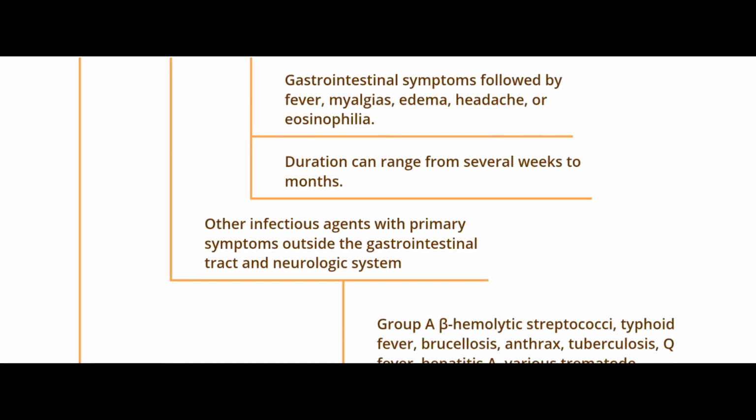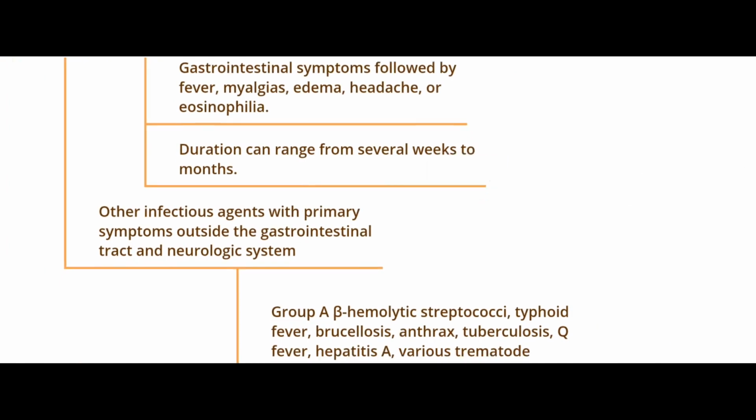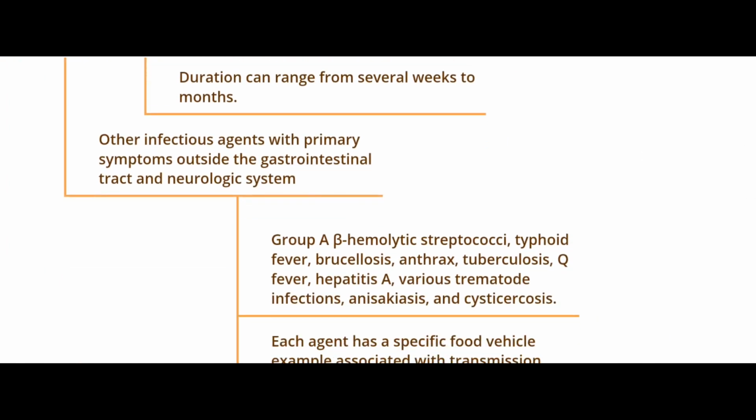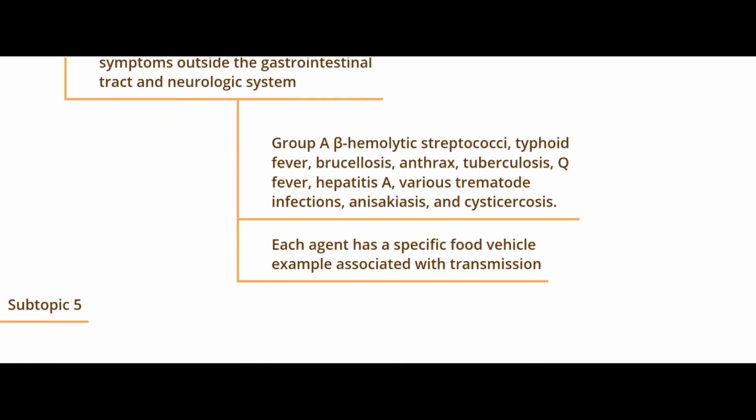So other infectious agents with primary symptoms outside the GI tract and neurological symptoms, we have Group A beta hemolytic streptococcus, typhoid fever, brucellosis, anthrax, tuberculosis, Q fever, Hep A, various trematode infections, and anisakiasis and cysticercosis. To be honest, I don't know what anisakiasis is. Each agent has a specific food vehicle, example associated with transmission.